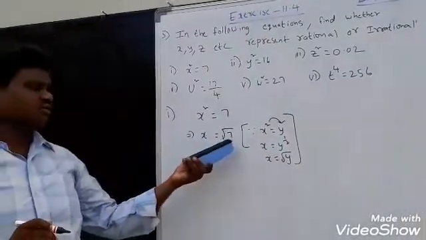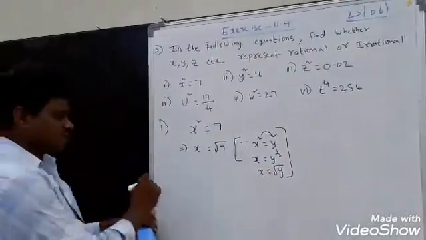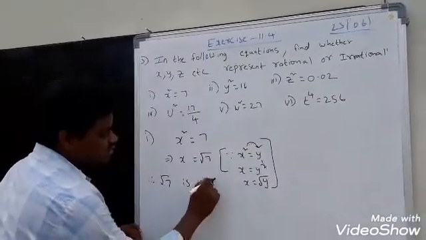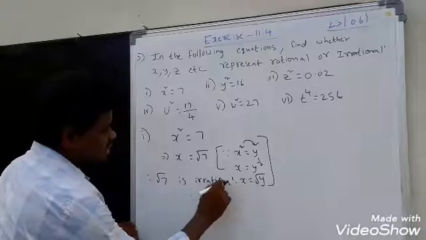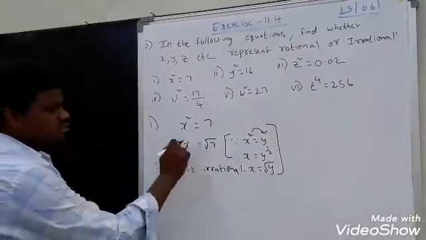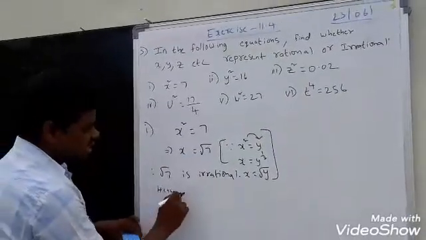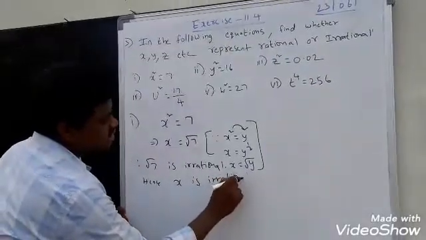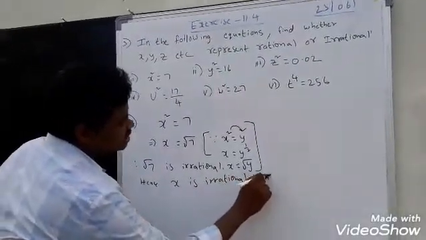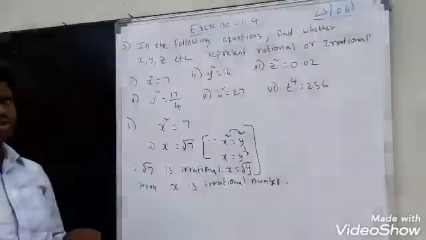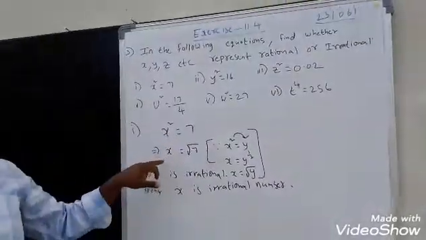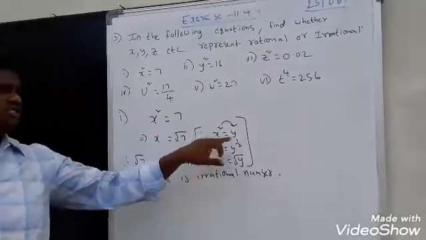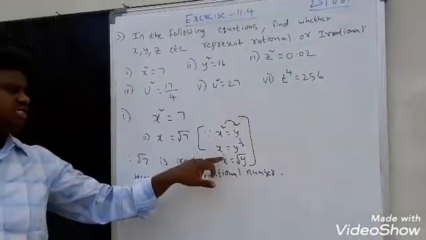Under the root, 7 is not a perfect square. Therefore, root 7 is irrational. Hence, x is an irrational number. So if x square equals 7, automatically you can write x equal to root 7. What is the formula here? If anybody asks x square equal to y, we can say x equal to root y.